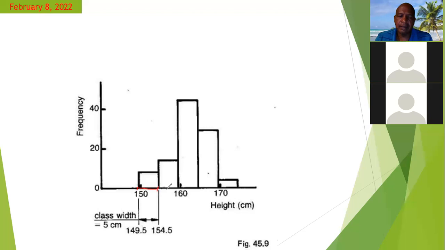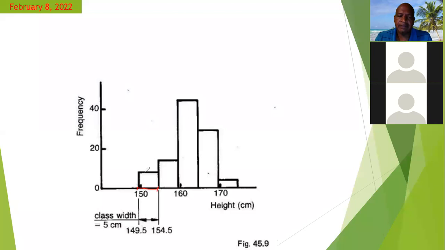So this histogram would represent the table that we were just looking at before, where the lower boundary value would be 149.5. The next boundary value would be 154.5. And so we would draw this rectangle so that one edge of this rectangle would be on the lower boundary value, which is 149.5, and the other edge of this rectangle would be on the next boundary value.